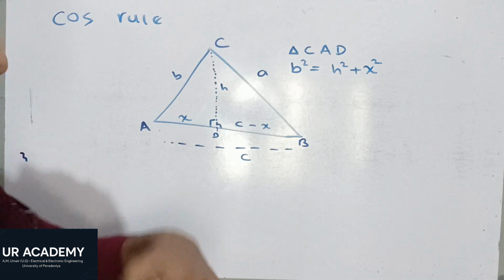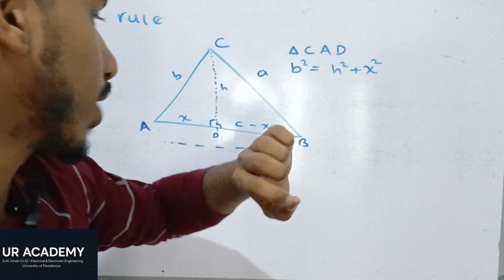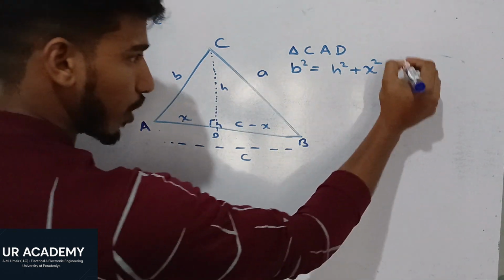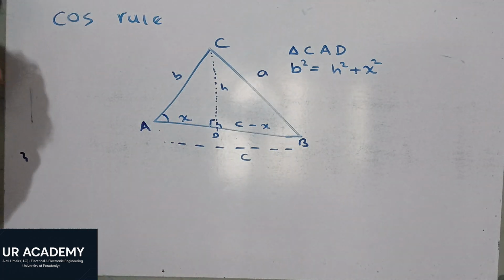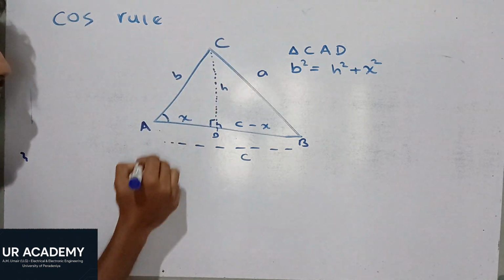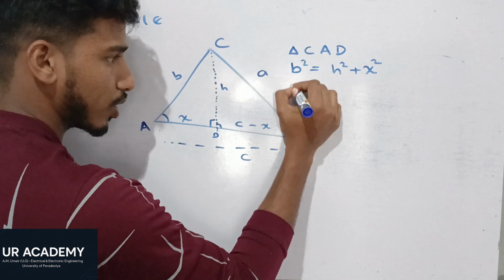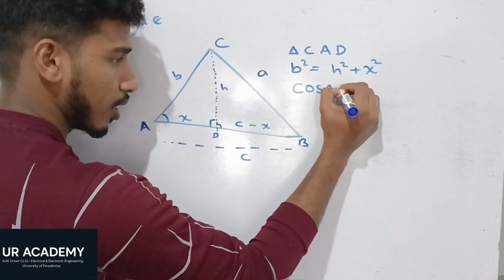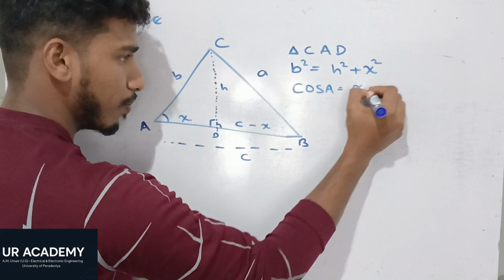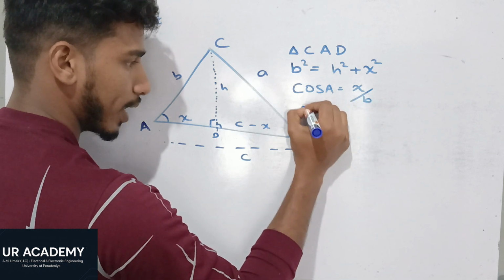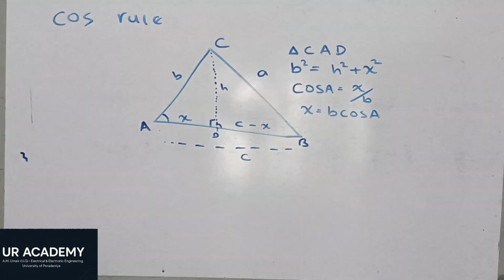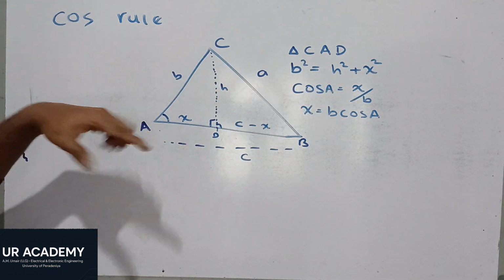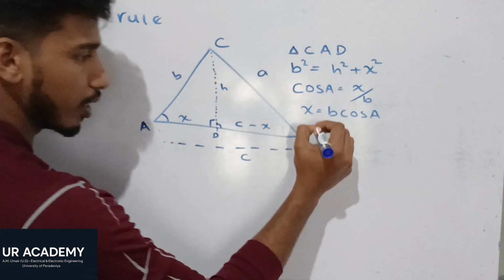So we already know from our previous idea that we are required to find an expression for x. So let me get an idea for x from here. You know the angle here is A, this length is x, and the hypotenuse is b. So we can say that cos A is equal to x divided by b, where x will be equal to b cos A. So we have actually solved this for one triangle. Now let me consider the other triangle, CDB.